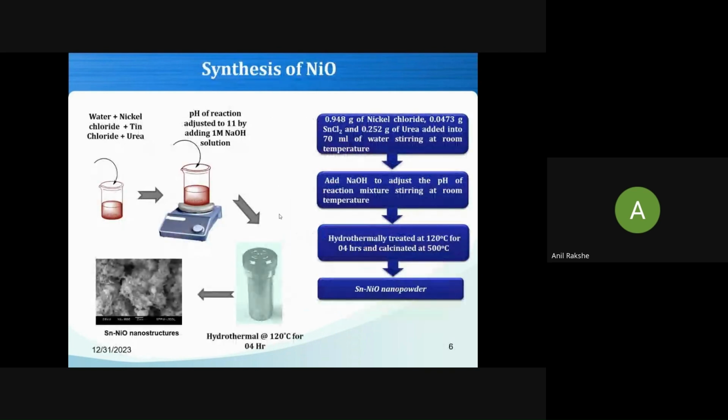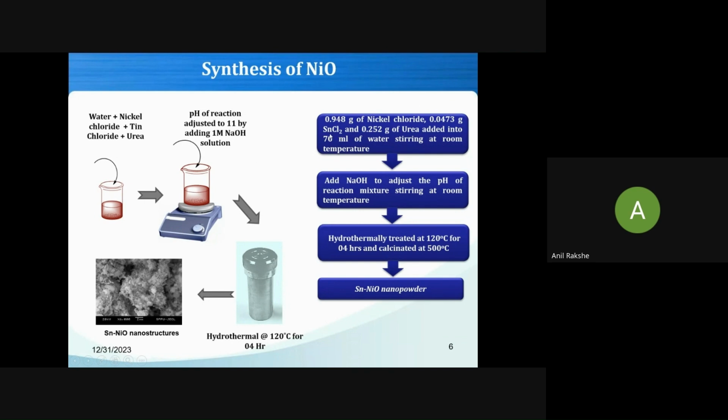This is the synthesis procedure that I have carried out for the synthesis of tin doped nickel oxide nanostructures. The nickel precursor, that is nickel chloride, is mixed in water. In particular, for 5% tin doped nickel oxide, the procedure is this: 0.948 gram of nickel chloride salt is dissolved in 70 ml of water. Stirring happens at room temperature for 20 minutes.